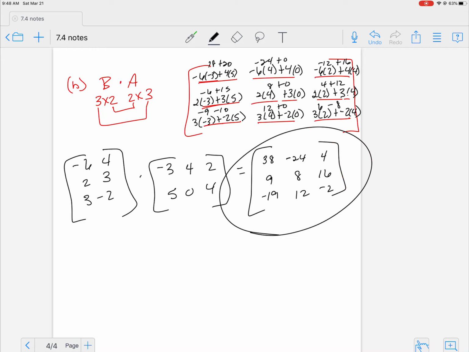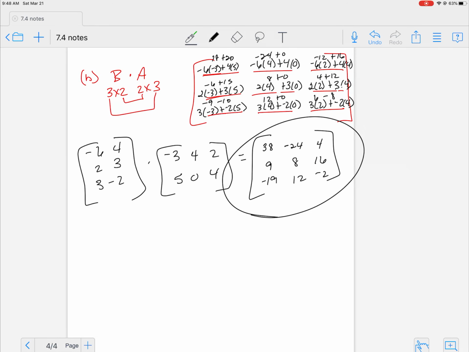So when you work out these problems, the A times B and B times A, as you can see, those are not the same thing. So if they are not the same thing, it doesn't even matter. If this would have been a 2 by 2 and a 2 by 2, and you would have ended up with a 2 by 2, just because the dimensions are the same, the values still aren't going to be the same.